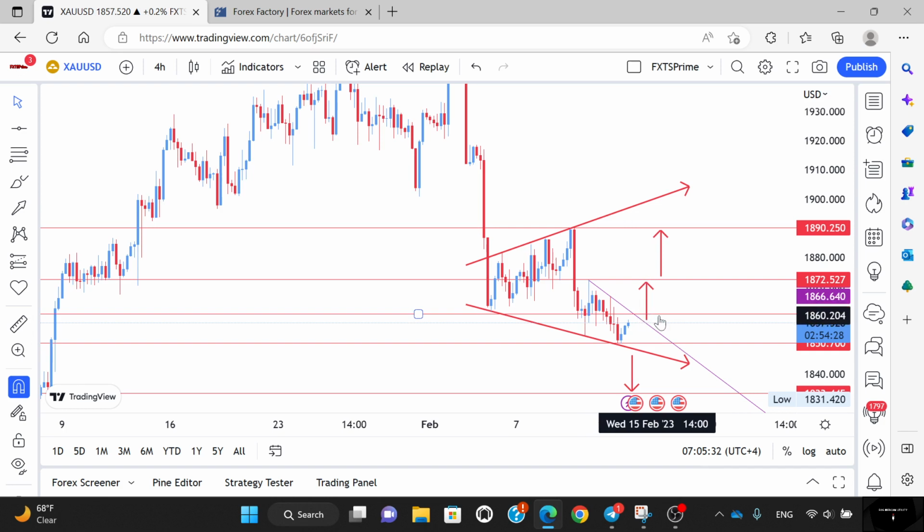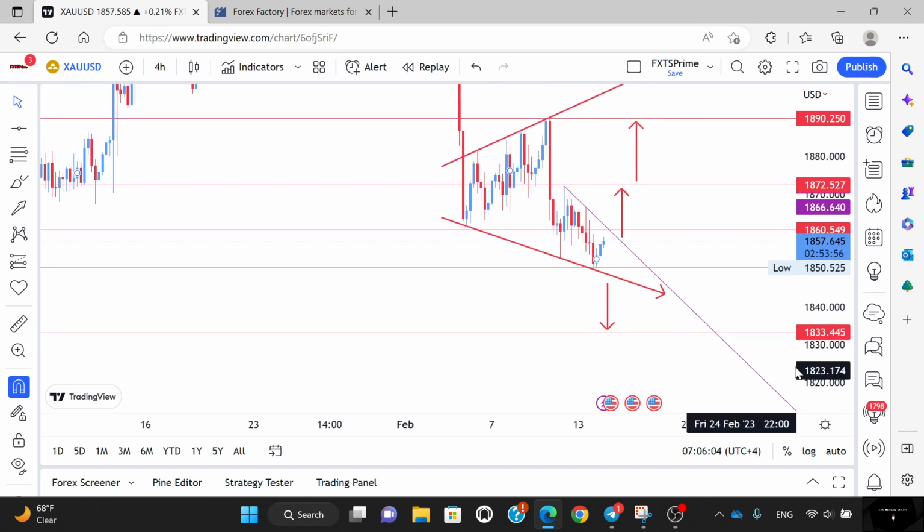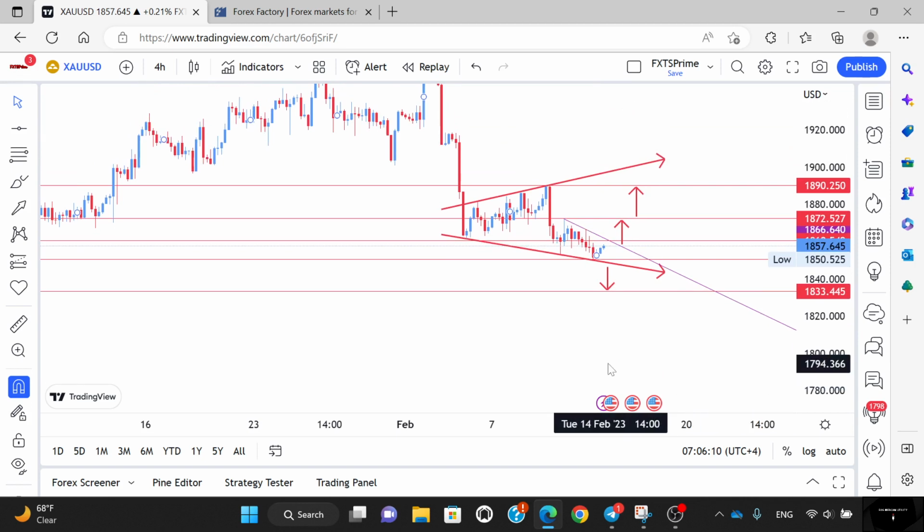So today, if the price breaks 1860.54, then the price will move toward 1872.52. If the price breaks that as well, then the price will move to 1890.250. However, if the price breaks below 1850.52, then the price will move to 1833.44. That is from the technical analysis.